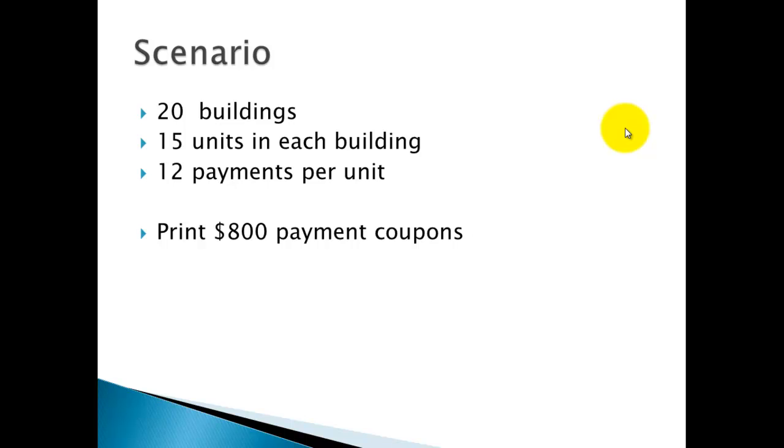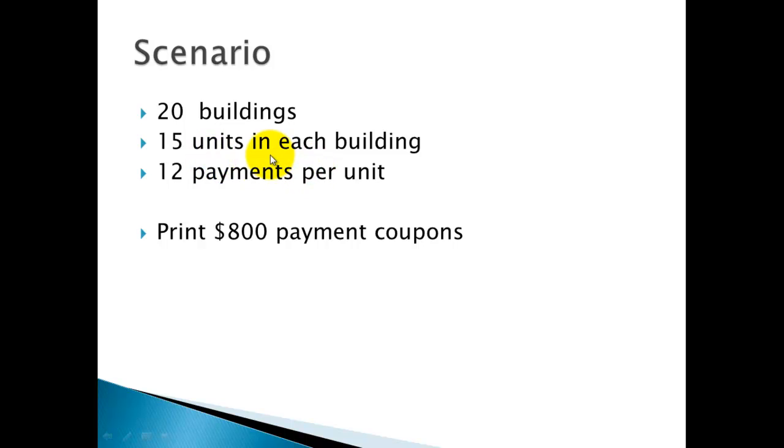In order to do this, you're going to need to have some loops. 3 of them, obviously. A loop that iterates 12 times to print each coupon per unit. Another loop that iterates 15 times, once for each unit in the building. And then the third loop will iterate 20 times, once for each building. Now in order for this to work, you're going to have some sort of nesting.